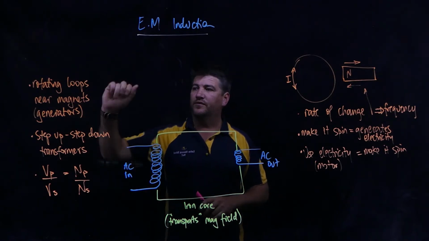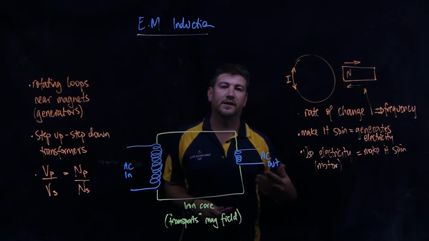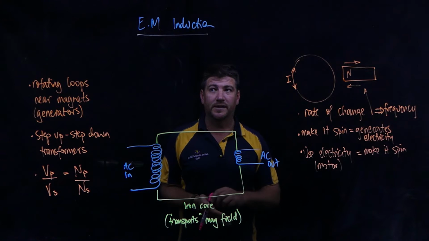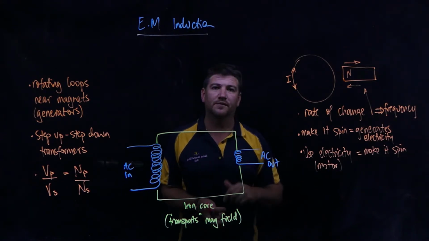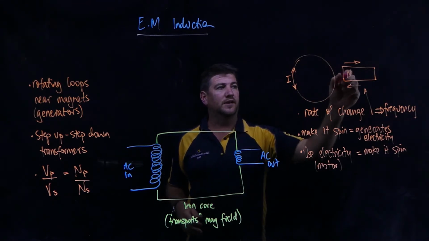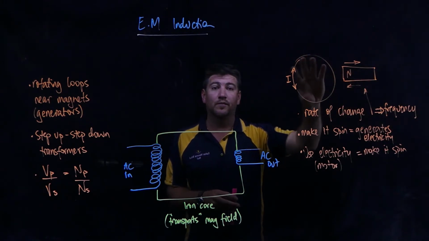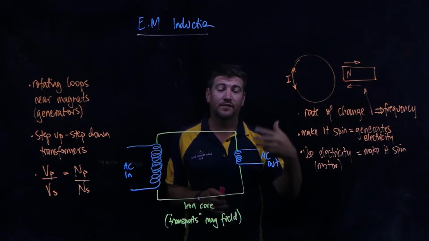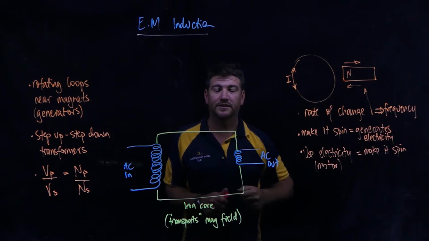So first of all, rotating loops near magnets, or how to make a generator. In order to make a generator we need something that moves, generally a moving magnetic field. Last video we were talking about changing magnetic flux. Here we're actually going to use it. If we have a magnet like this one over here, and we are moving it in and out of this loop of wire, we're going to generate an EMF or a current that flows one direction, then flows the other direction.